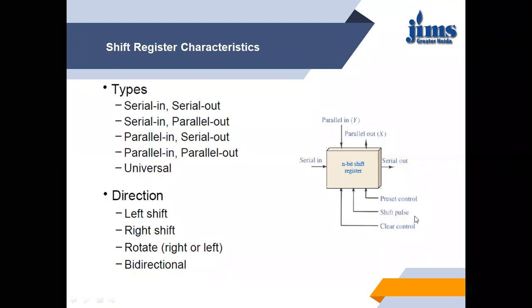Shift pulse is your clock pulse, that is enable. So serial in, serial out. Similarly, we can take serial in, parallel out, parallel in, serial out, and parallel in, parallel out. So these are the 4 types of shift register: SISO, SIPO, PISO, and PIPO shift registers. So this is a general block diagram. In the next slides, we are going to discuss all types of shift registers one by one.